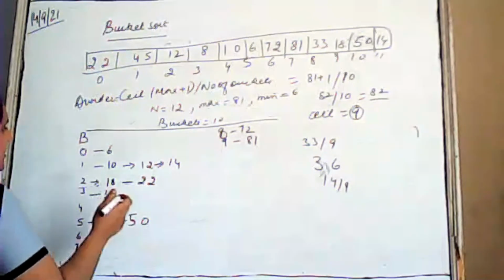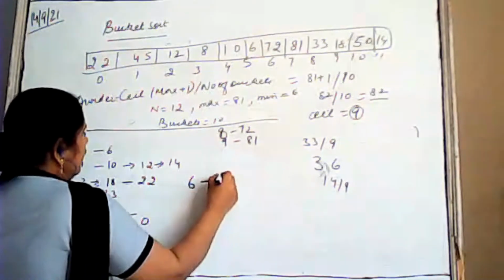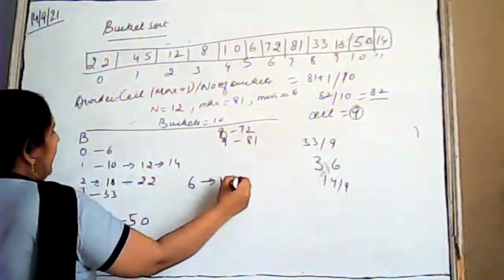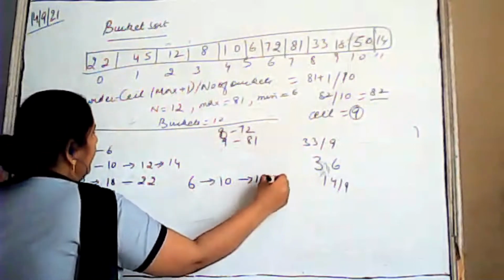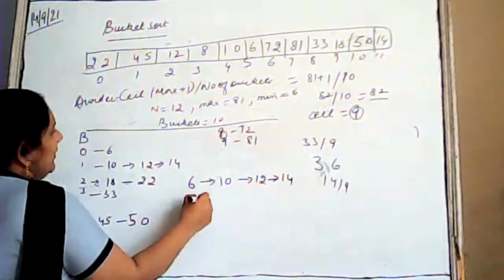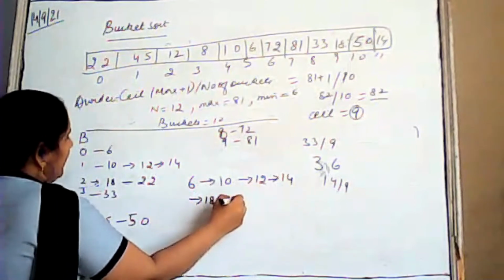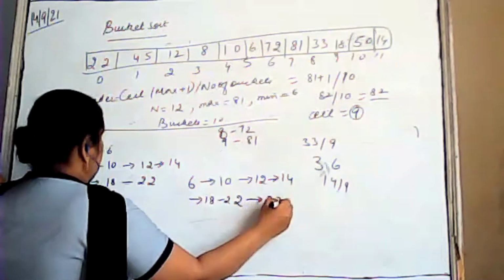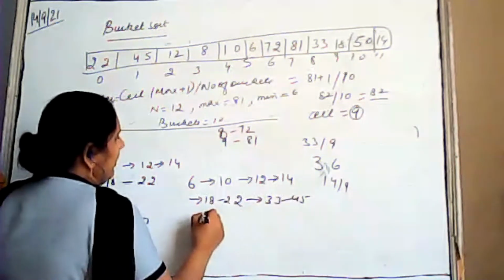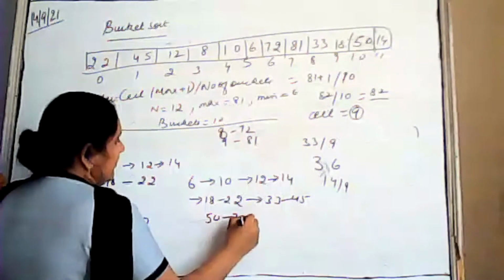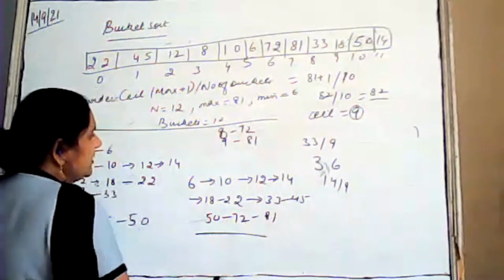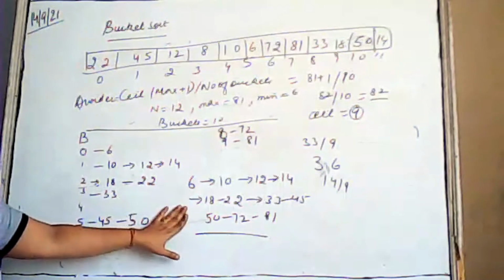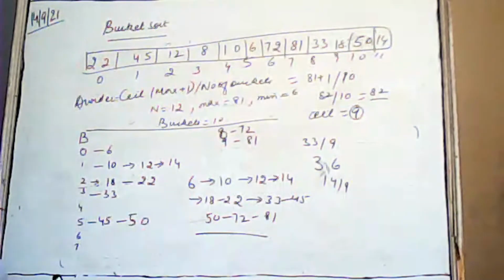Now when you combine all these buckets, what you will get? Emptying bucket 0, you will get 6. Emptying bucket 1, you will get 6, 10, 12, 14. Then you will get 18 and 22 after emptying bucket number 2. Then you have 33. Then you have 45. Then you have 50. Then you have 72. And then you have 81. This is how you will get the list in the sorted order.